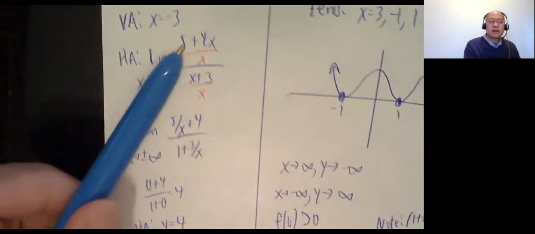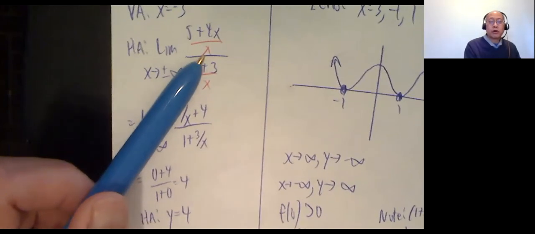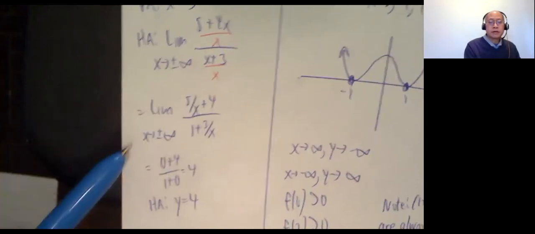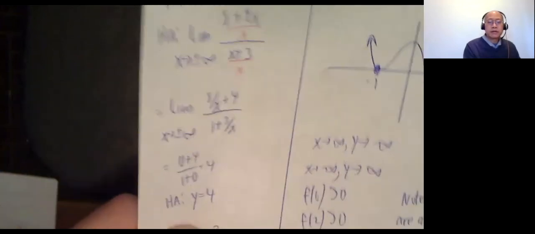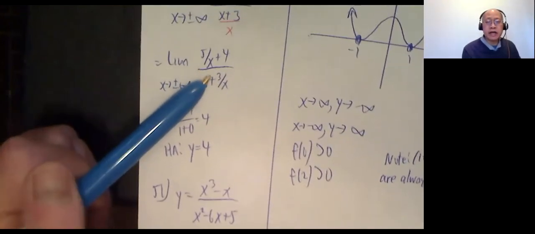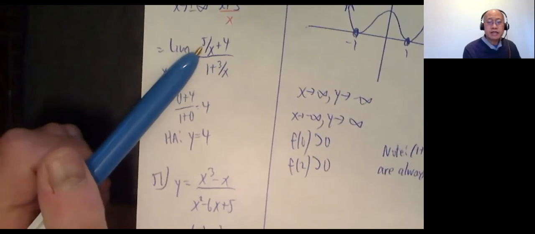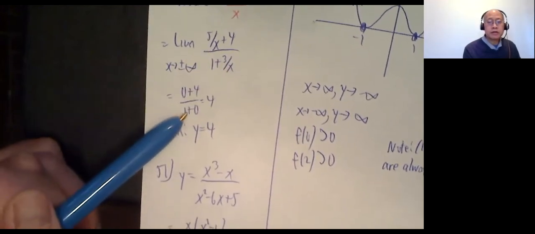Okay, then I divide. That's 5 divided by x, plus 4, right? 4x over x, divided by x over x, which is 1, plus 3 over x. Now if you plug in a super big number, either positive or negative, plug in 1 billion, that's like nothing. So it's 0 plus 4 over 1 plus 0, which is 4.